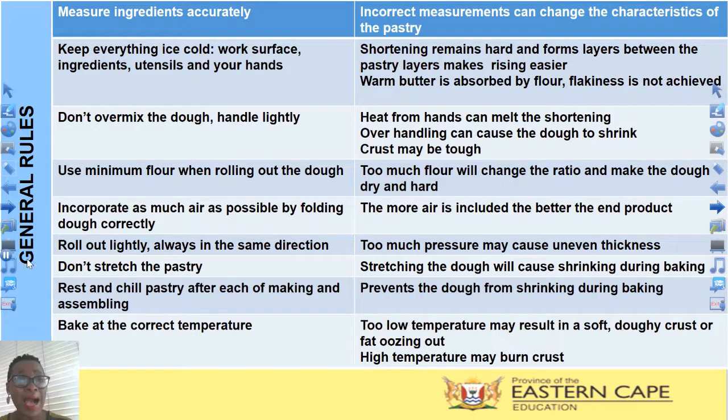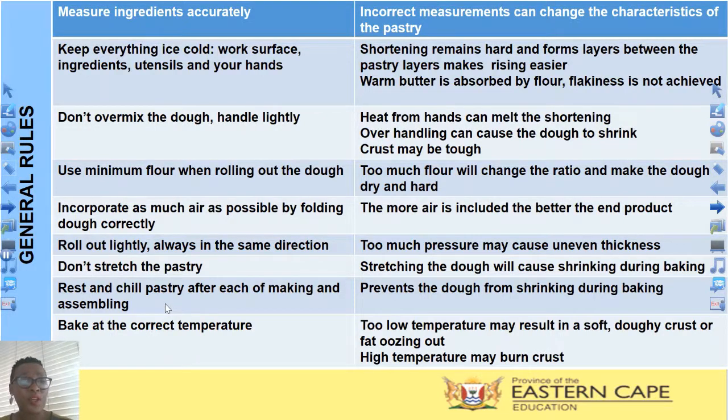And when you are rolling out, you need to use as little flour as possible because putting too much flour will change the ratio of your pastry. And I'm sure you saw in the other video where the lady was brushing away the flour that she used on the surface, because you do not want a dough that is dry and hard. You need to incorporate as much air as possible by folding the dough correctly, because having a lot of air will give you a better end product, which will be light, and you'll be able to create all those beautiful effects in the end product.